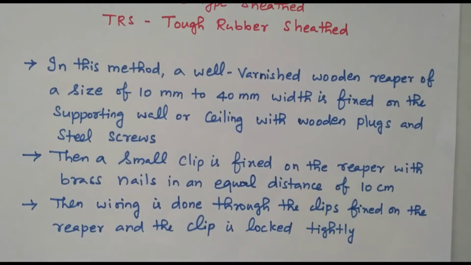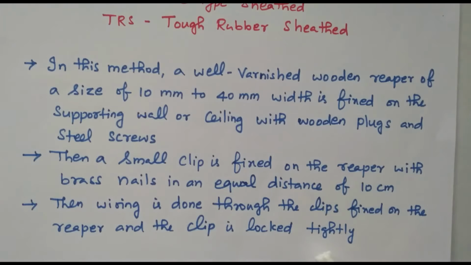So in the previous method we placed the plastic casing. Here we are placing the wooden reaper. Then a small clip is fixed on the reaper with brass nails at an equal distance of 10 centimeter. So the small clip is placed in the wooden reaper at a distance of 10 centimeter. In this clip only we are going to place the conductor. Then wiring is done through the clips fixed on the reaper, and the clips are locked tightly.